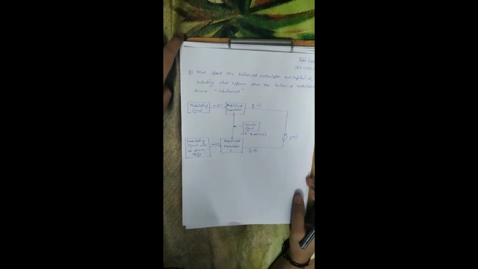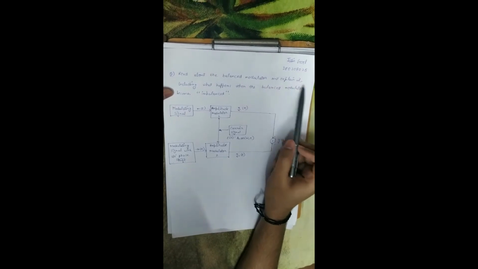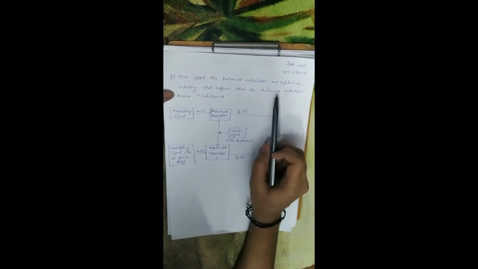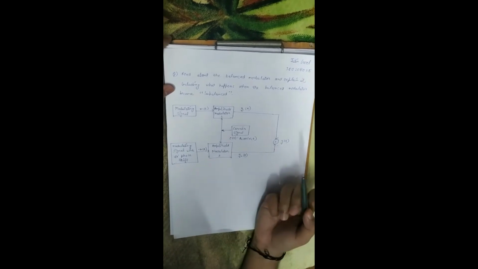So I am going to explain about the balanced modulator. My question is, read about the balanced modulator and explain it, including what happens when the balanced modulator becomes imbalanced. Here I have already drawn the block diagram of the balanced modulator.